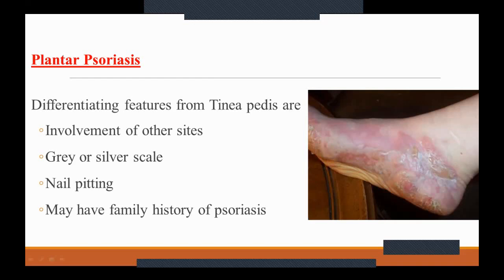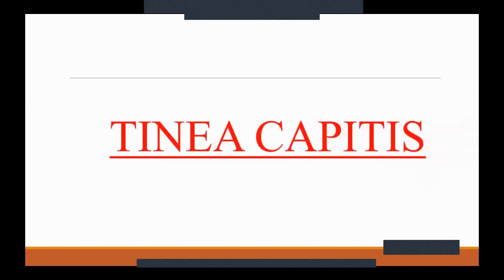So other features suggestive of psoriasis are the scaly plaques over the other body parts like palms, soles, over the scalp, over the extensors. There might be a family history of psoriasis. There might be nail pitting, and generally that silver classical mica-like scale is seen in psoriasis if it is scaly psoriasis. So those were the differential diagnosis for Tinea pedis.